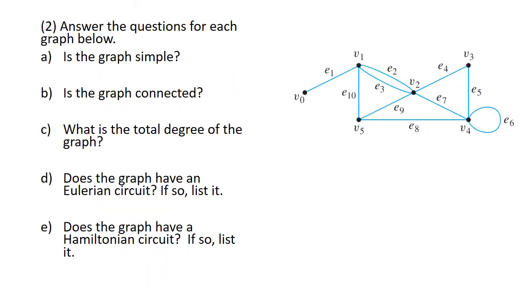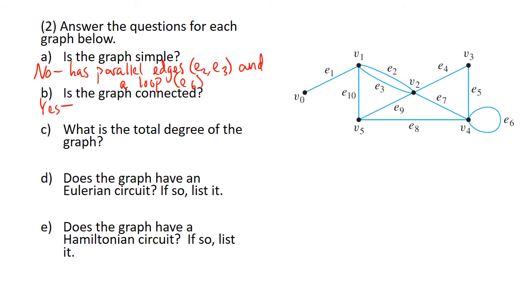Okay, let's look at part 2. Is the graph simple? So this graph has a loop and it has 2 parallel edges, so it is not simple. So I'll just write that down. So the parallel edges are E2 and E3, and it also has a loop, which is E6. Is the graph connected? Yes, it is connected. I can walk from any vertex to any other vertex along a series of edges.